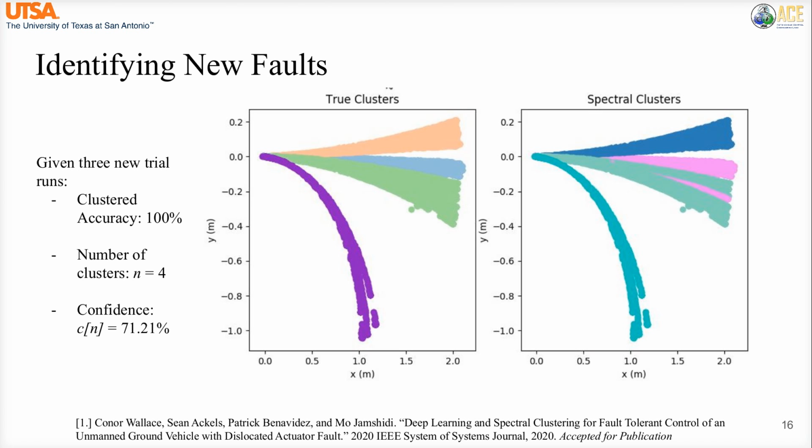Basically, what I did was I would feed in each one of the trials one by one, and let the clustering algorithm determine what the new number of clusters was. And given only 3 new trials, it was able to determine with a confidence of 71.21% that the correct number of clusters was 4, which is the correct number.